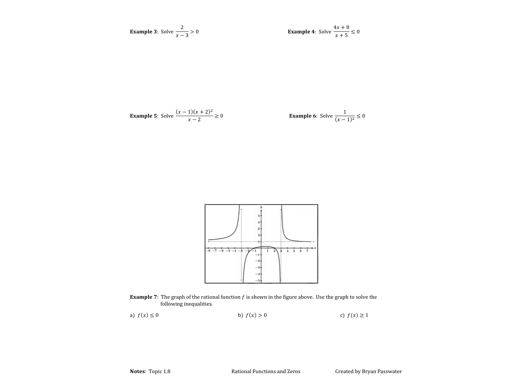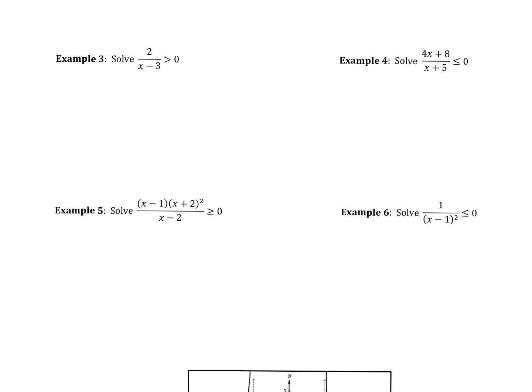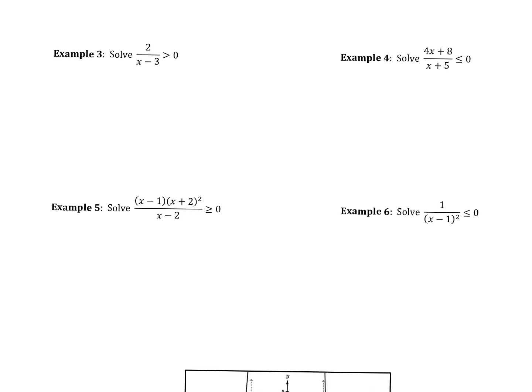All right, let's keep moving. Let's look at example 3 now. So now I have 2 over x minus 3. Do I have any zeros on this one? No, I don't have any zeros. However, is it undefined anywhere? Yes. Where? x cannot equal 3. And so on my little number line, I just have 3 going on.